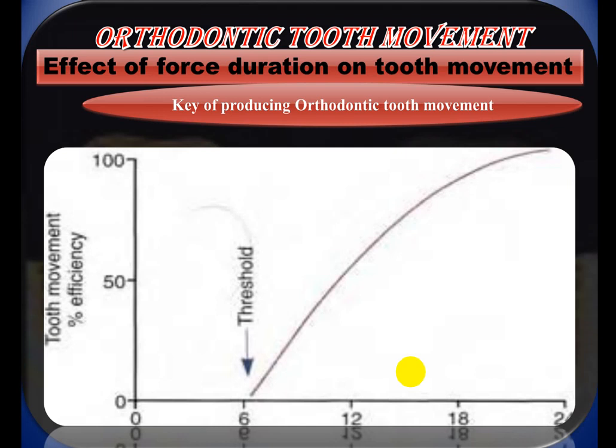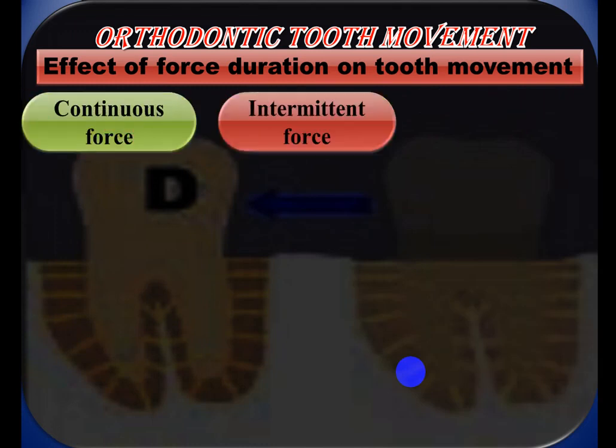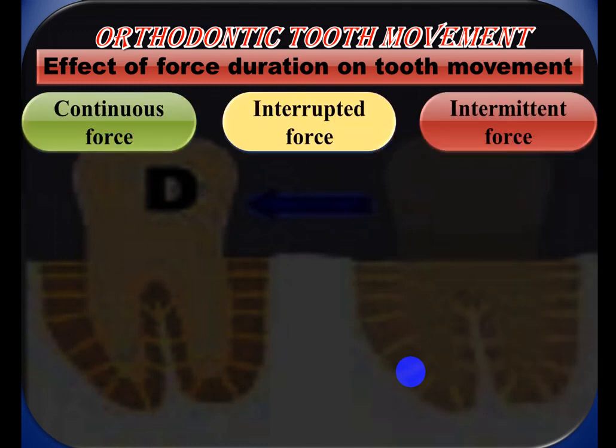So, according to the force duration, or according to the rate of decay in force, we will classify the force duration into 3 types. There will be a continuous force, an interrupted force, and an intermittent force. What do I mean by each one?